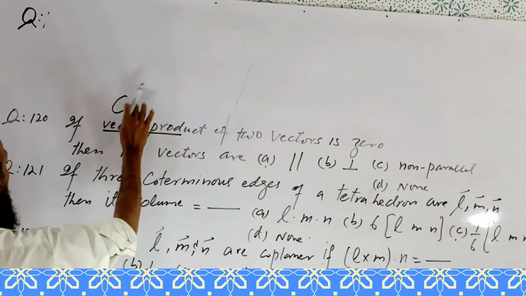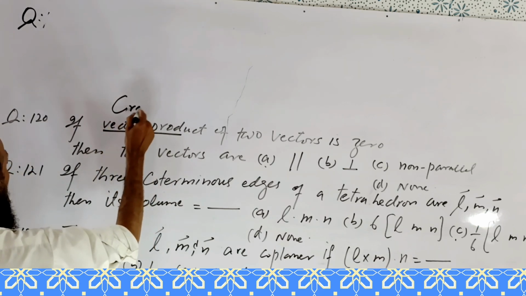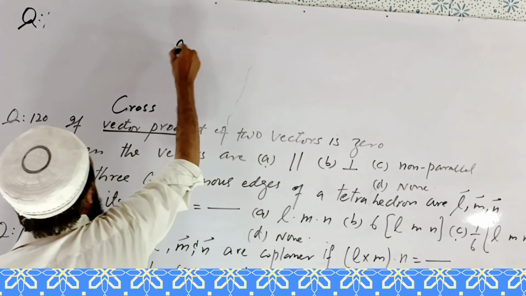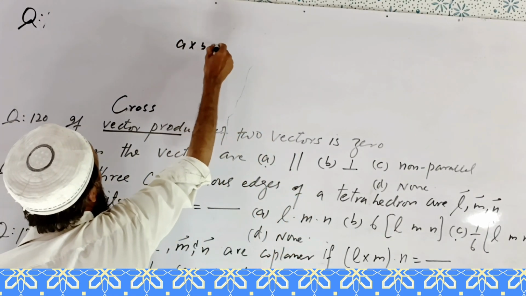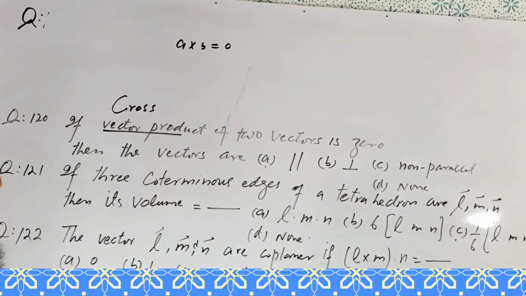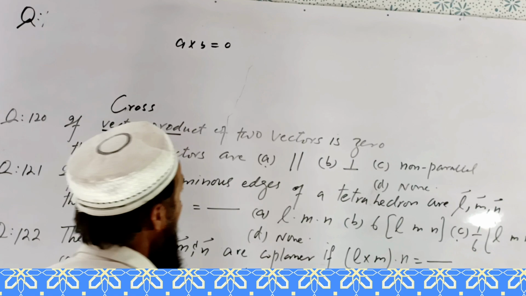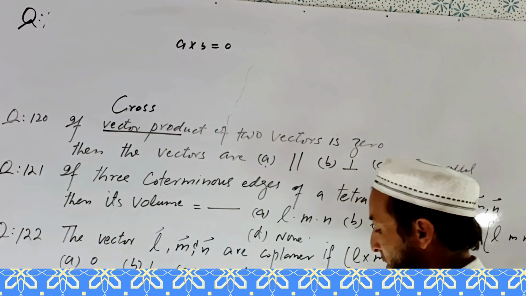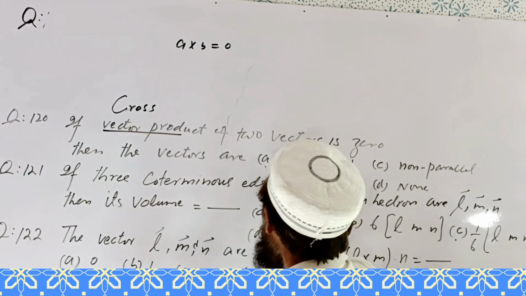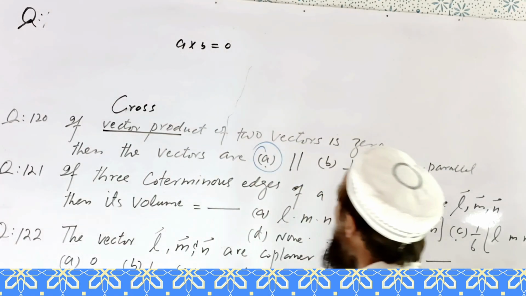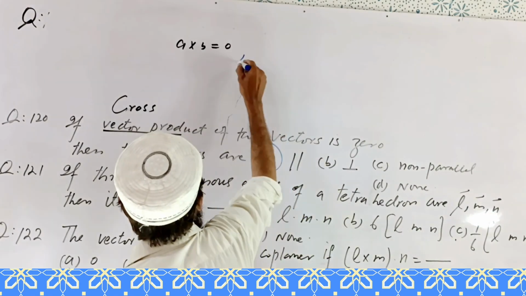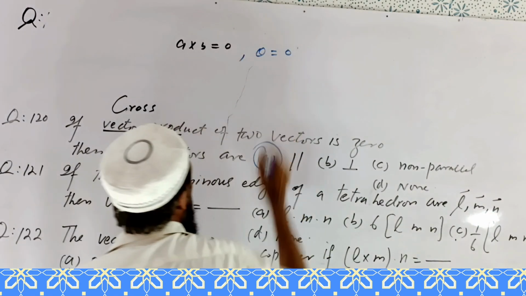Now the cross product. If the cross product of two vectors is 0, A cross B is equal to 0, what is the result in this situation? We can say that they are parallel to each other. In this situation, the angle between them is equal to 0. Theta will be equal to 0.